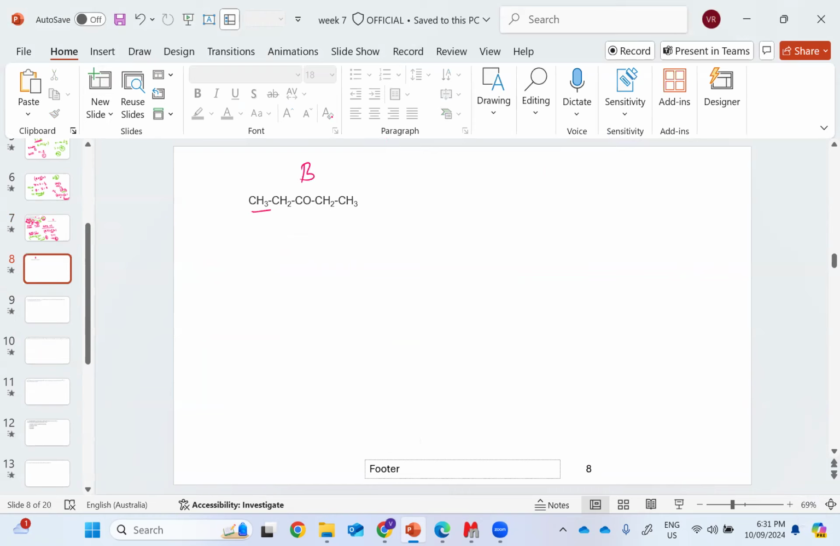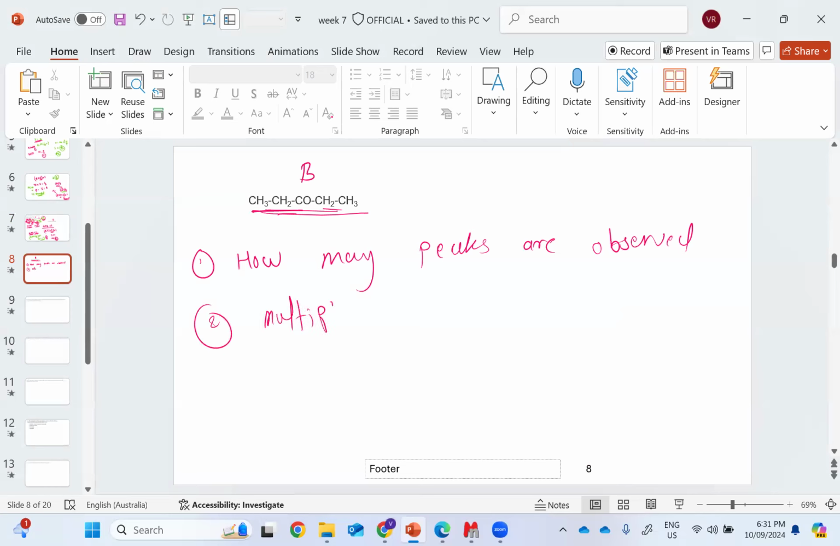So let's take another example, this example. For this one, how many peaks are observed? That is the first question. And the second question, the multiplicity. Can anyone tell here? You should be able to answer this one.